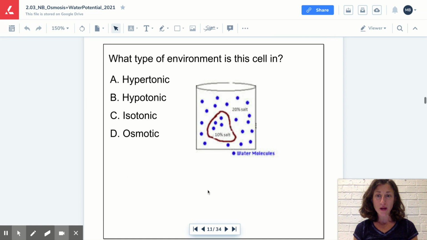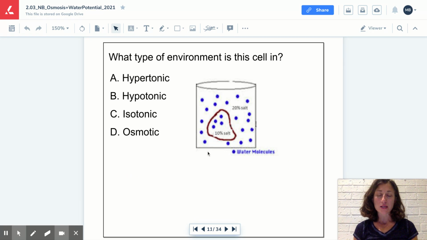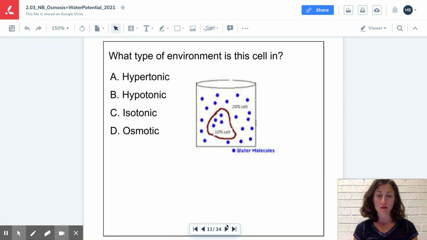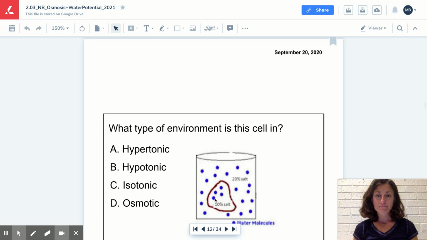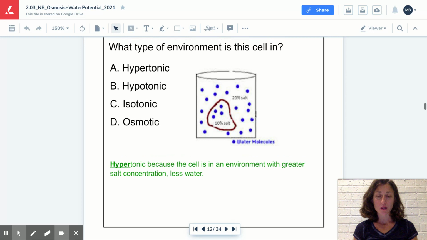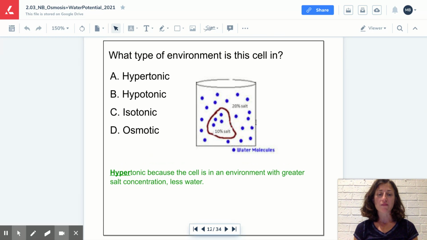And now we're going to do some practice. So what type of environment is this cell in? Go ahead and write it into the Edpuzzle. Nice. So you should have had hypertonic because the cell is in an environment with greater salt concentration. In this case, this is salt, right? And less water. Good. So it should have been A, hypertonic.